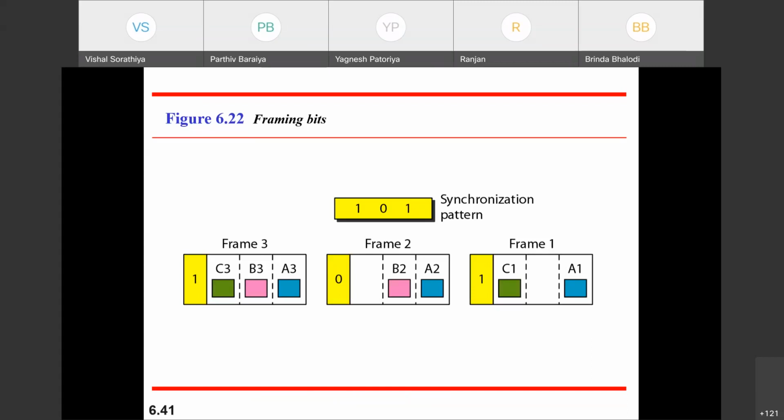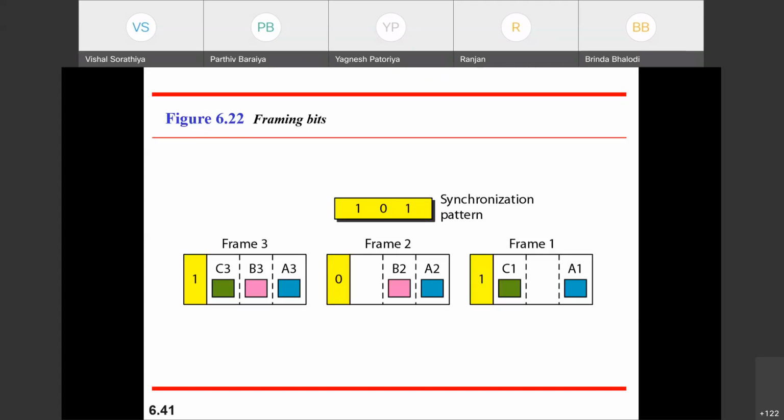So there is a synchronization pattern. Whatever the pattern is going to be, it follows like 101, then again 101. Likewise, there is a synchronization pattern. So the first packet comes with 1, then the second packet with 0, then 1. If there is a mismatch, 1 0 1 1, 1 0 1 0, if such a thing comes, it will quickly be identified.